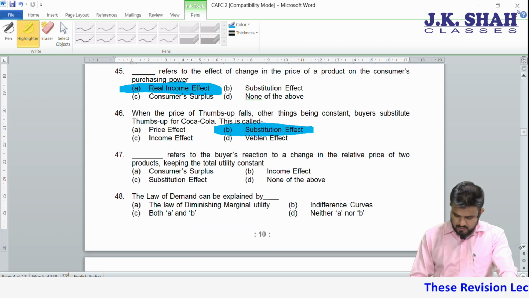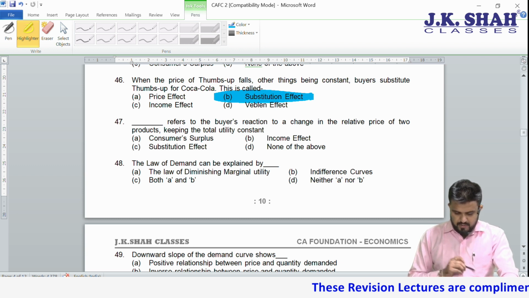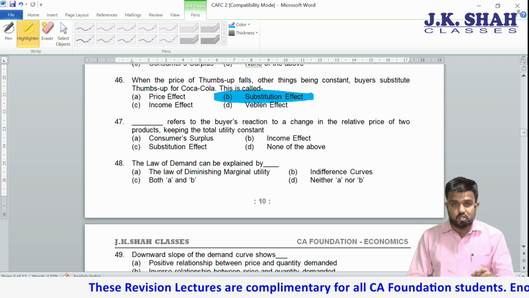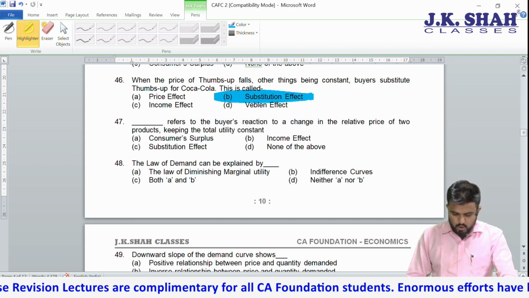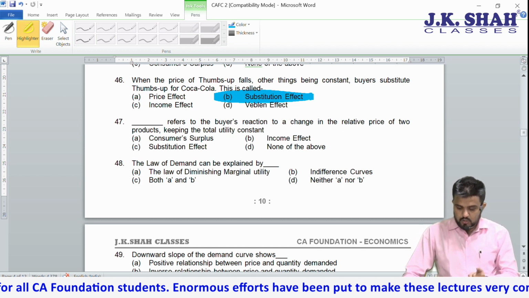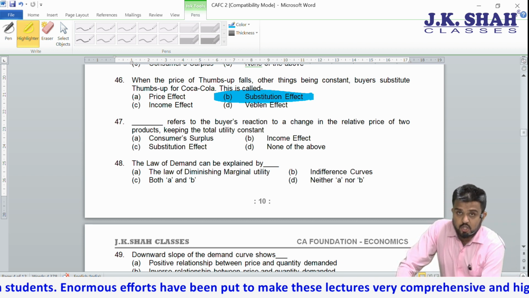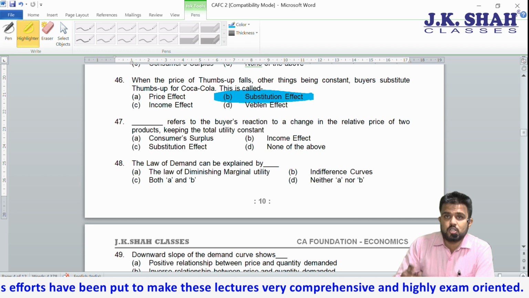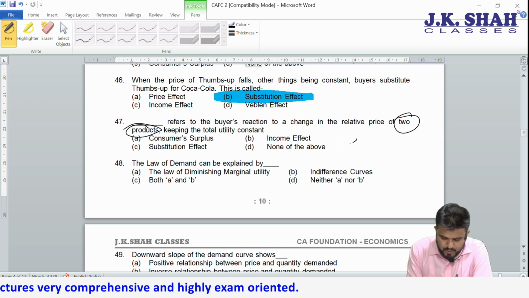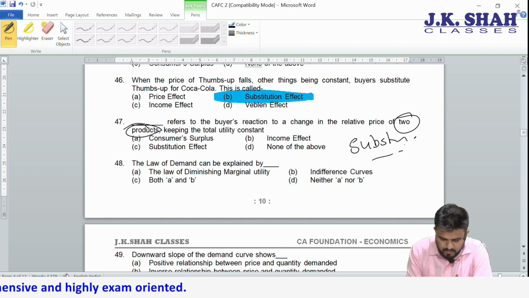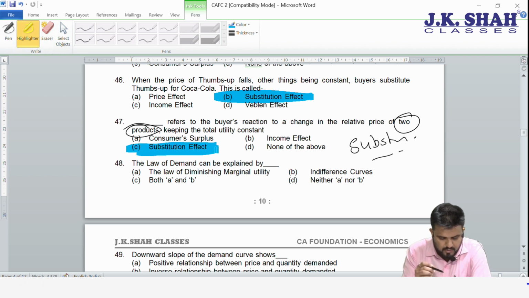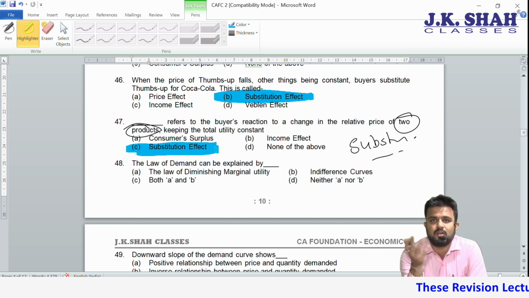Moving to the next. That is 47. Dash refers to the buyer's reaction to a change in the relative price of two products, keeping the total utility constant. Now what are they trying to say? Dash refers to the buyer's reaction to a change in the relative price of two products. Students, two products means, can I say they are substitutes? Then it is which effect? Substitution effect. Price of one increases, demand for the other will increase.